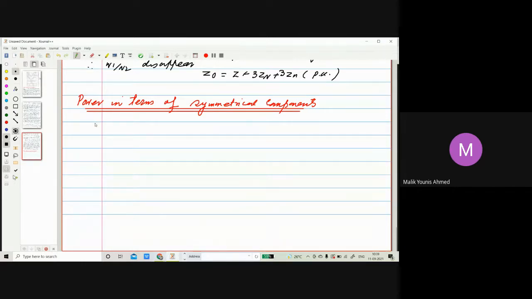If the symmetrical component current and voltage are known, the power expended in a 3-phase circuit can be computed directly from the components. So if we know the symmetrical components, then we can compute the power directly from the components.